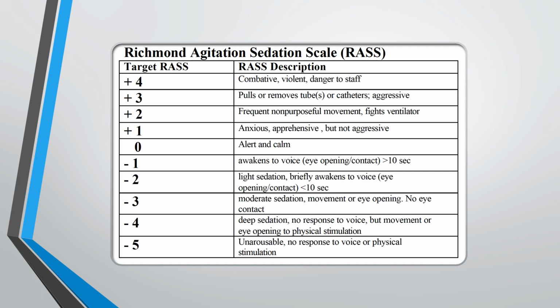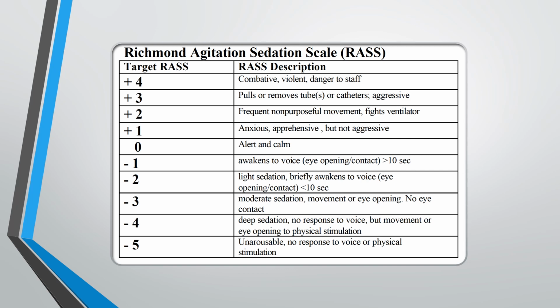A -1 awakens to voice, eye-opening that lasts longer than 10 seconds. -2, light sedation, briefly awakens to voice, eye contact is less than 10 seconds. -3, moderate sedation, movement or eye-opening, no eye contact. -4, deep sedation, no response to voice but movement or eye-opening to physical stimulation. And -5 is unarousable, no response to voice or physical stimulation. That's the RASS score in those different areas.